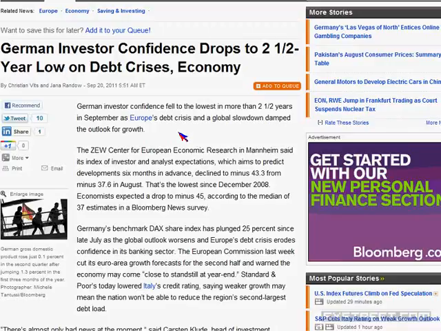The ZEW Center for European Economic Research in Mannheim, that's the ZEW. It's an index of investor and analyst expectations, and they aim to predict development 6 months in advance. It's a medium-term forecast. Declined to minus 43.3 from minus 37.6 in August. Point being, that's the lowest since December of 2008 and below estimates. That's really bad news.